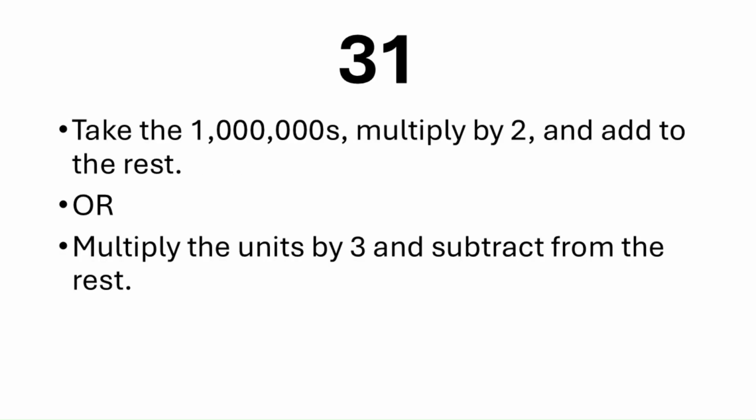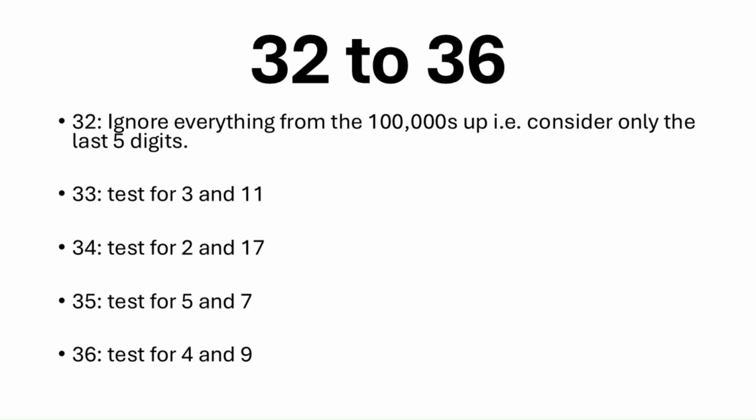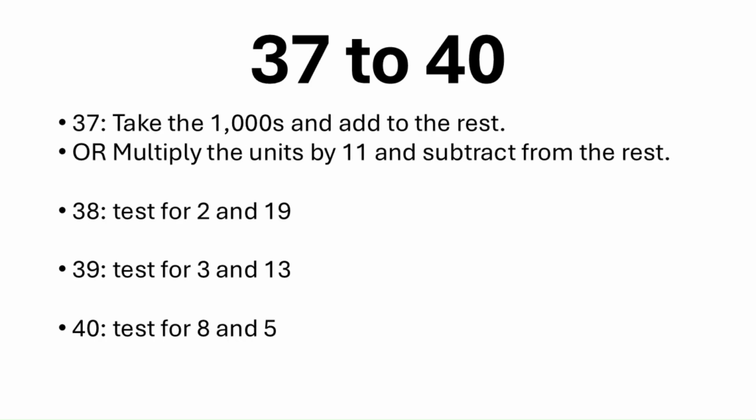31. Take the 1 millions, multiply by 2, and add to the rest. Or multiply the units by 3 and subtract from the rest. 32. Ignore everything from the 100,000s up, i.e. consider only the last 5 digits. 33. Test for 3 and 11. 34. Test for 2 and 17. 35. Test for 5 and 7. 36. Test for 4 and 9. 37. Take the 1000s and add to the rest. Or multiply the units by 11 and subtract from the rest.